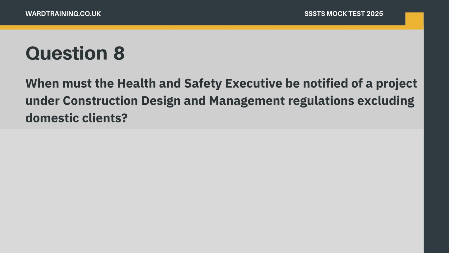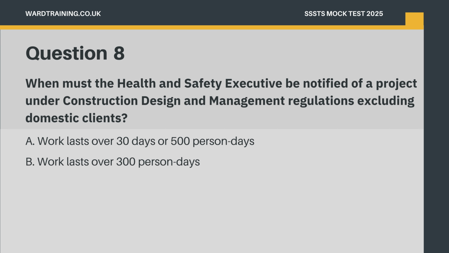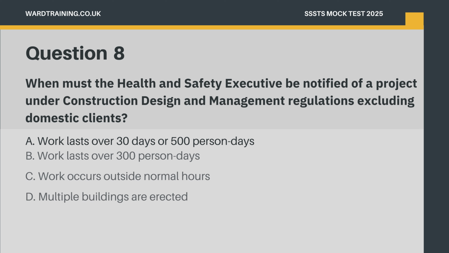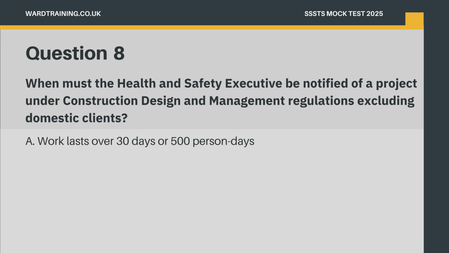Question 8. When must the Health and Safety Executive be notified of a project under Construction Design and Management regulations, excluding domestic clients? A. Work lasts over 30 days or 500 person days. B. Work lasts over 300 person days. C. Work occurs outside normal hours. D. Multiple buildings are erected. Answer. A. Work lasts over 30 days or 500 person days.